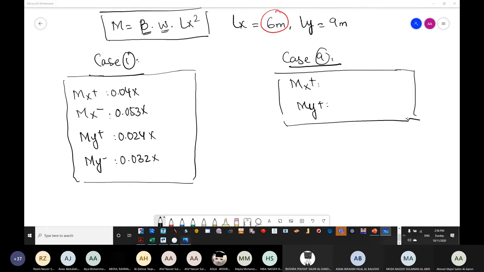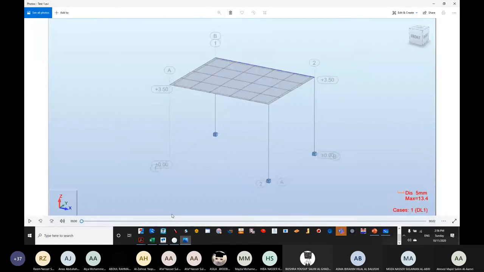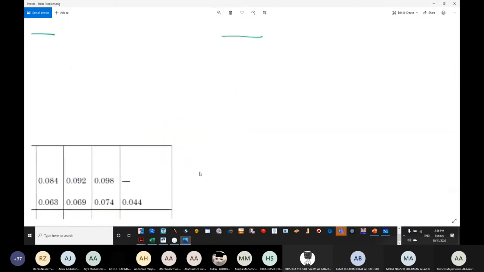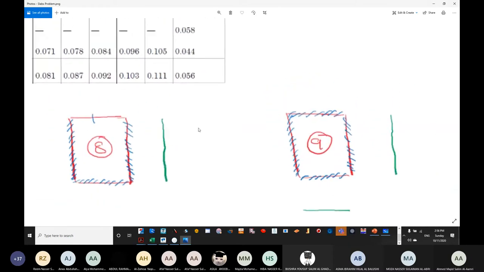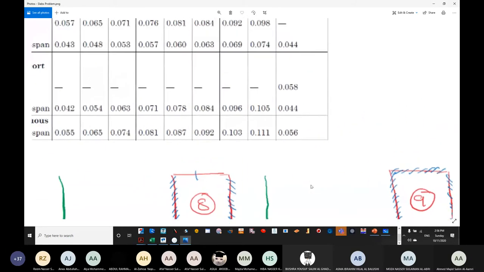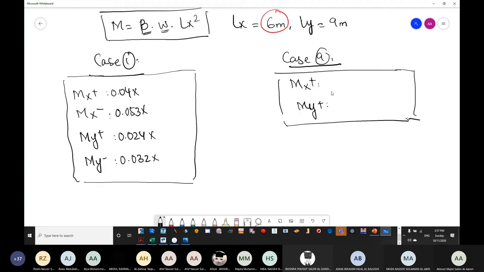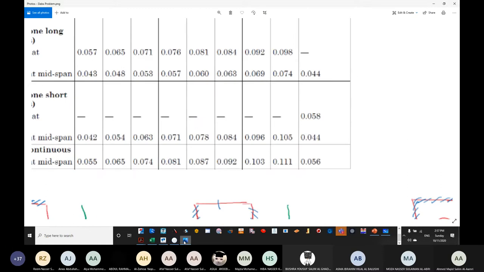Going for case number 9, we have two values, 0.092 and 0.056. So 0.092, and then 0.056.